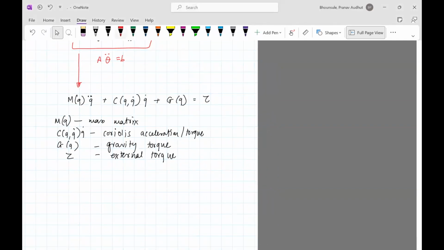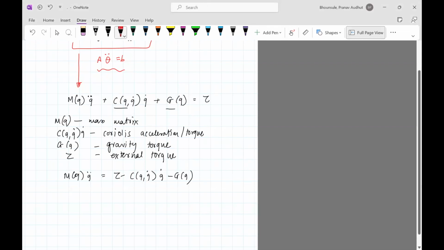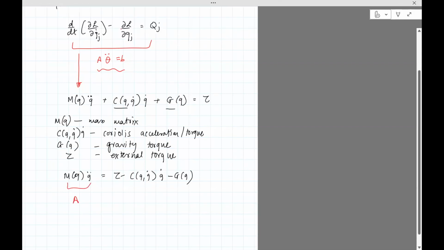Now, for this particular simplification which we had here, you can also write it in this fashion, as follows: M(q) q double dot equals tau minus C(q, q dot) q dot minus G(q). Okay, what I did was I just moved the C and the G to the other side, and this can be written as A theta double dot, and this thing is B. So the way we wrote it down earlier, A theta double dot equals B, is the same thing. It's just a simpler way of writing this complicated expression.